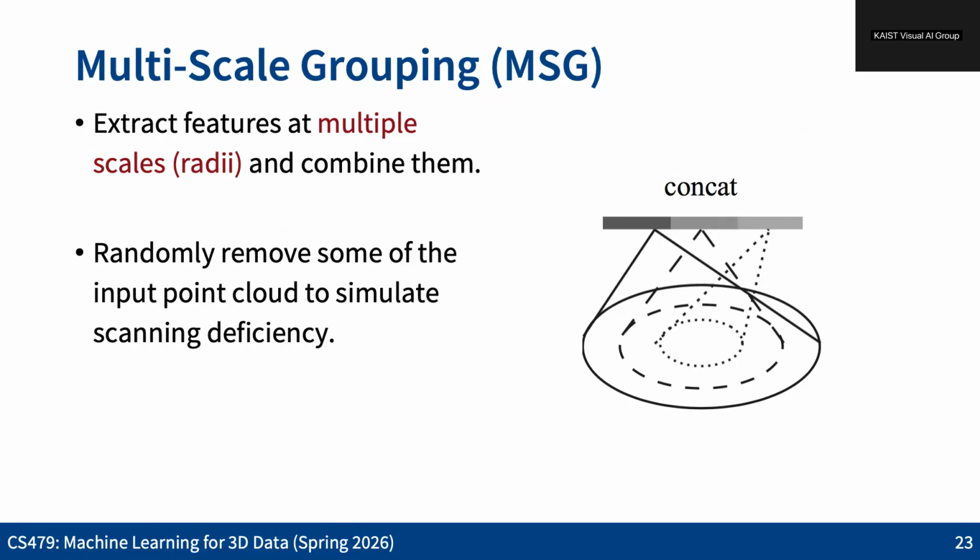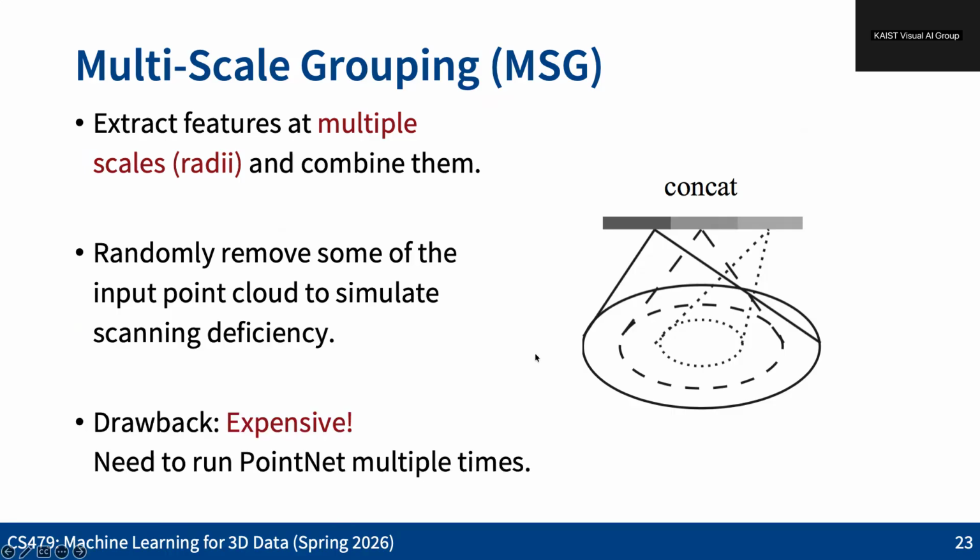What would be the downside for this? Well, basically it is computationally expensive, right? We need to perform the PointNet, in this case, 3 times more than just taking a single scale. If we take 3 scales, we'd be running PointNet 3 times more. It's more computation. So if you are okay with taking more computation, this is one option.